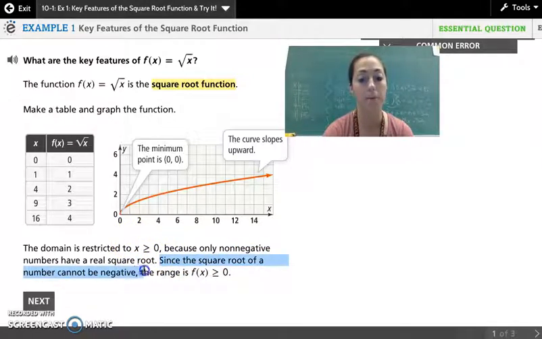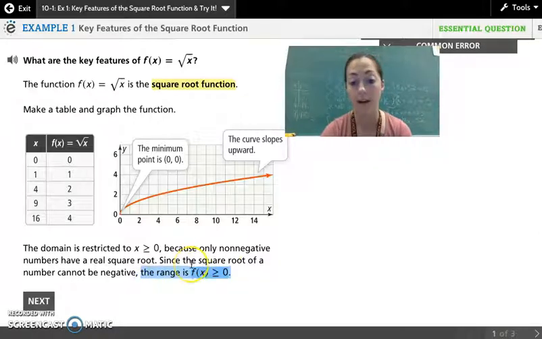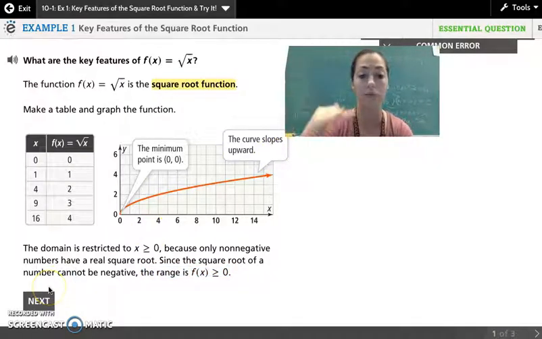Since the square root of a number cannot be negative, let's think about the range values. The range values are our y's, and they're going to all be greater than or equal to 0. So again, the range is also f of x or y is greater than or equal to 0. All right, so the minimum point is 0, 0. The curve slopes upward because it's the top of that R. So all of these facts, domain, range, the minimum point is 0, 0, the curve slopes upward, you should have all that down.